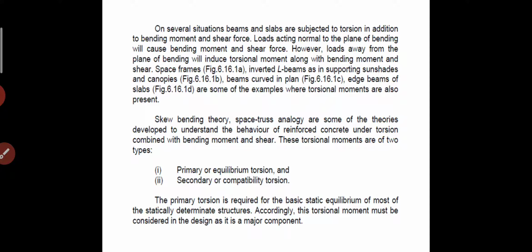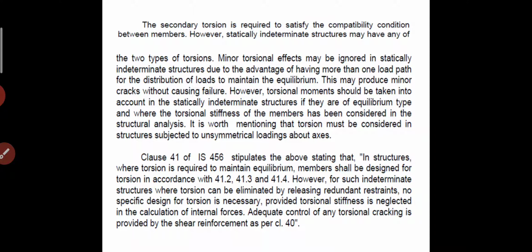This is also called equilibrium torsion, and it plays an important role. So this is the major component. The secondary torsion is required to satisfy the compatibility conditions between members. However, a statically indeterminate structure may have either of the two types of torsion.